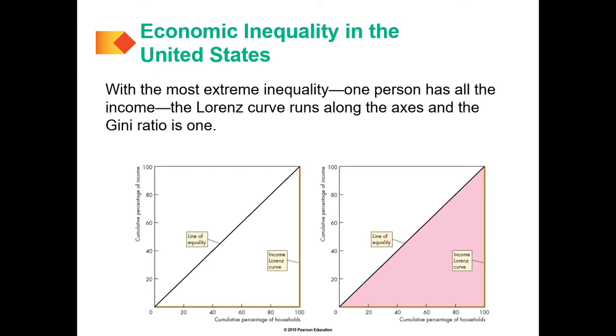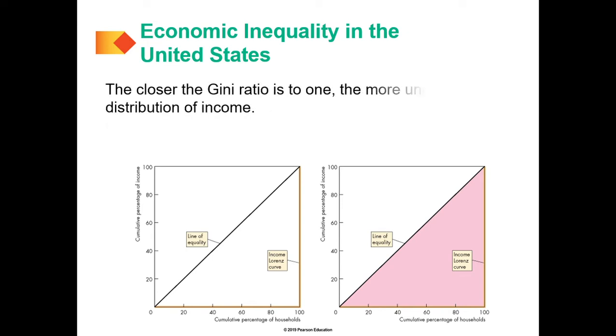So the whole area here would be one person getting all the income, here the same area, so the Gini ratio would be 1. Sometimes we see it as 100, like as a percentage, so it either could be 1 or 100 would be equivalent. So again, the closer the Gini ratio is to 1, the more unequal is the distribution of income. The closer to 0, the more equal is the distribution of income.